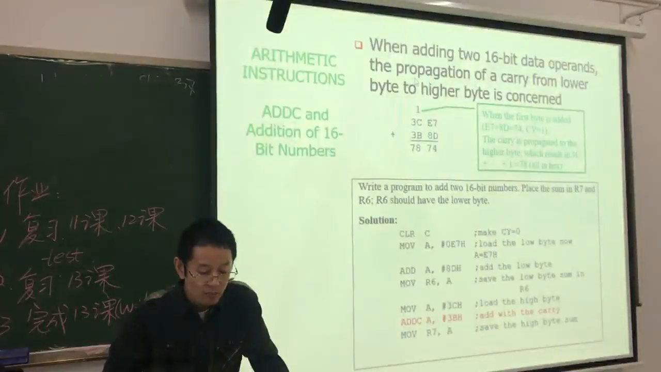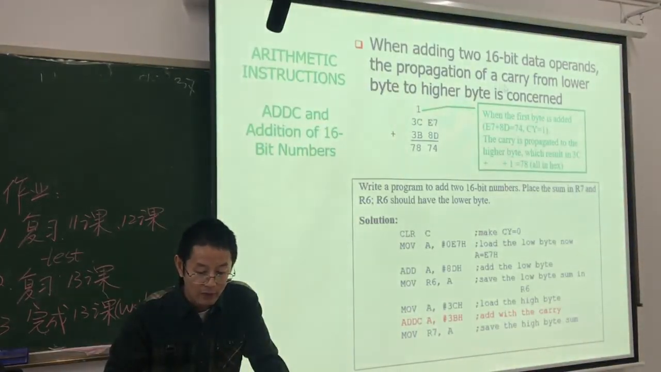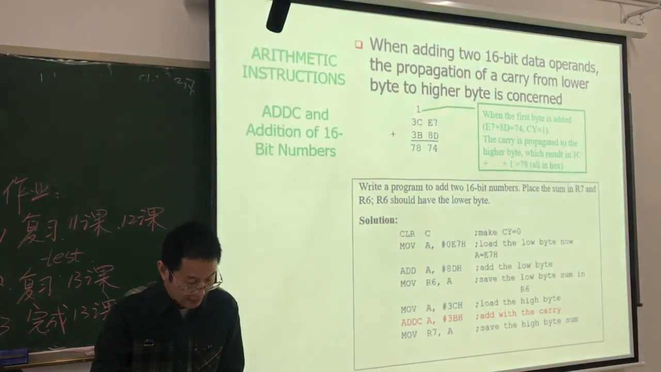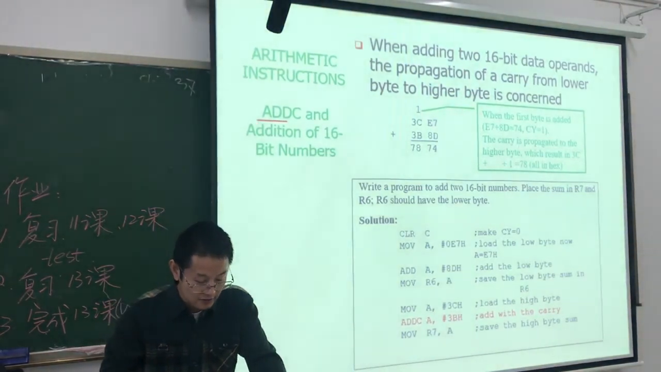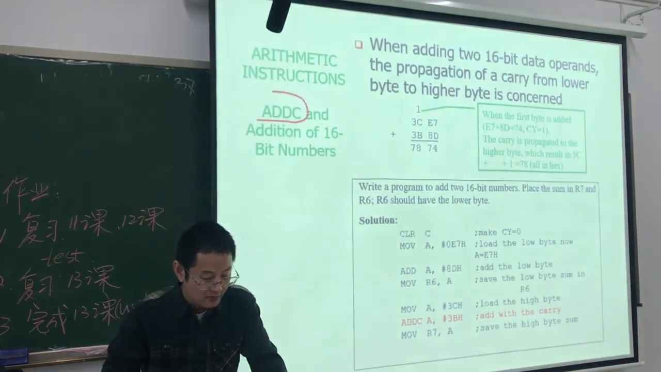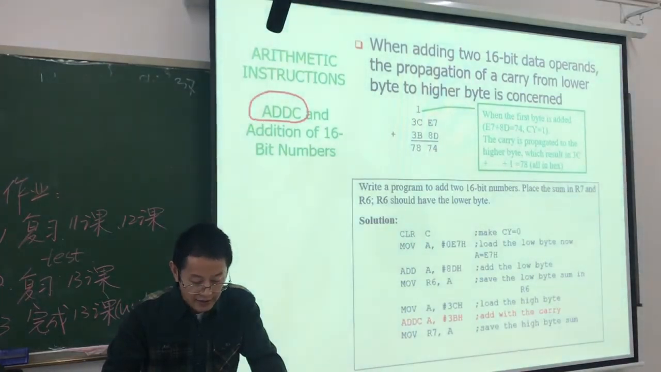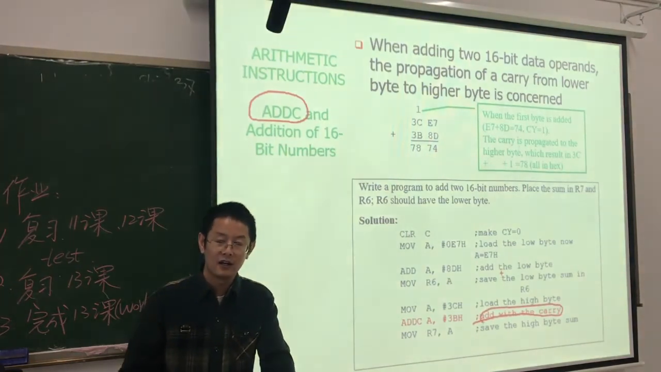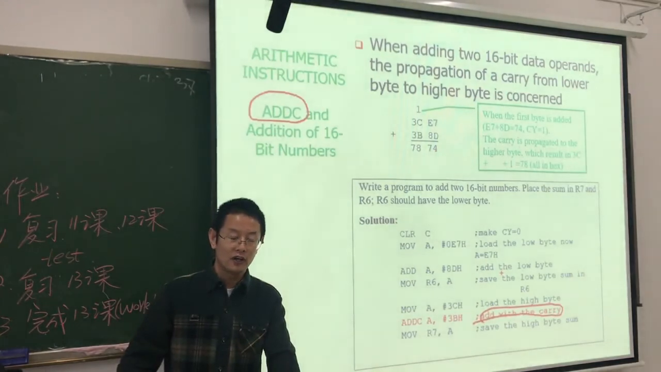If the propagation of a carry from the low byte to the high byte is a concern, here we use ADDC, add with the carry. This means if you have a carry before the add, you need to use ADDC.